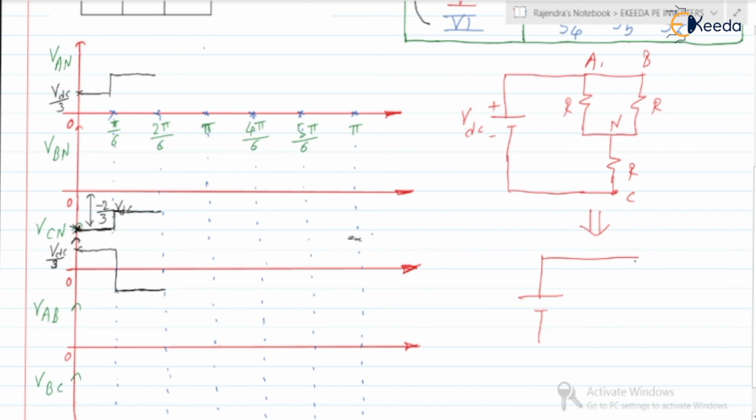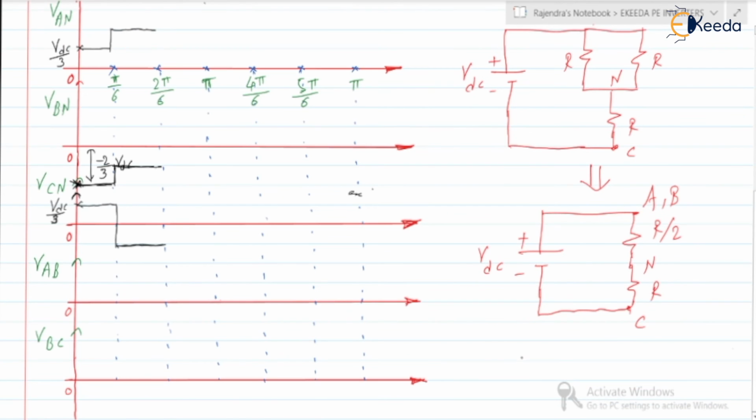Okay, we can draw the circuit like this. Okay, this is a neutral point, this is phase C, this is R, here it is R by 2, here it is A and B, this is VDC we are having. Okay, so now from this we can write VAN is equal to VBN is equal to, yes, we can write it as R by 2 upon 3R by 2. Okay, so it is like VDC by 3 we will be getting.